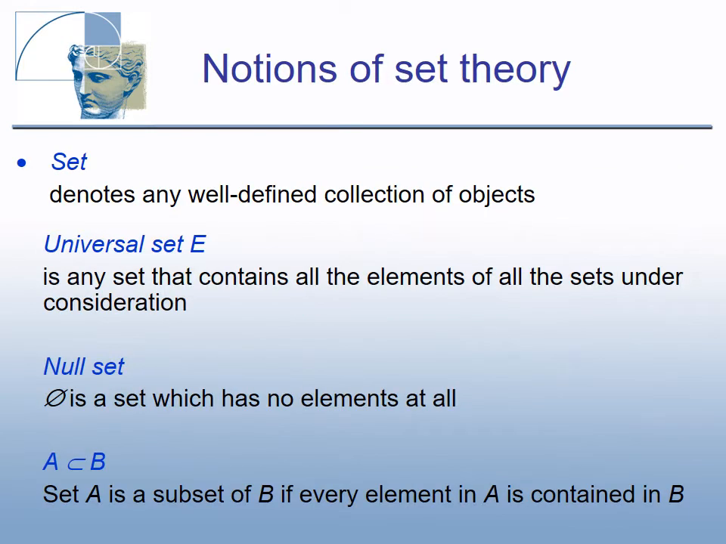The term set denotes any well-defined collection of objects. It can be a flock, a pack, and many other different things. The universal set E is a set that contains all the elements of all the sets under consideration. A null set is a set which has no elements at all. Set A is a subset of B if every element in A is contained in B.